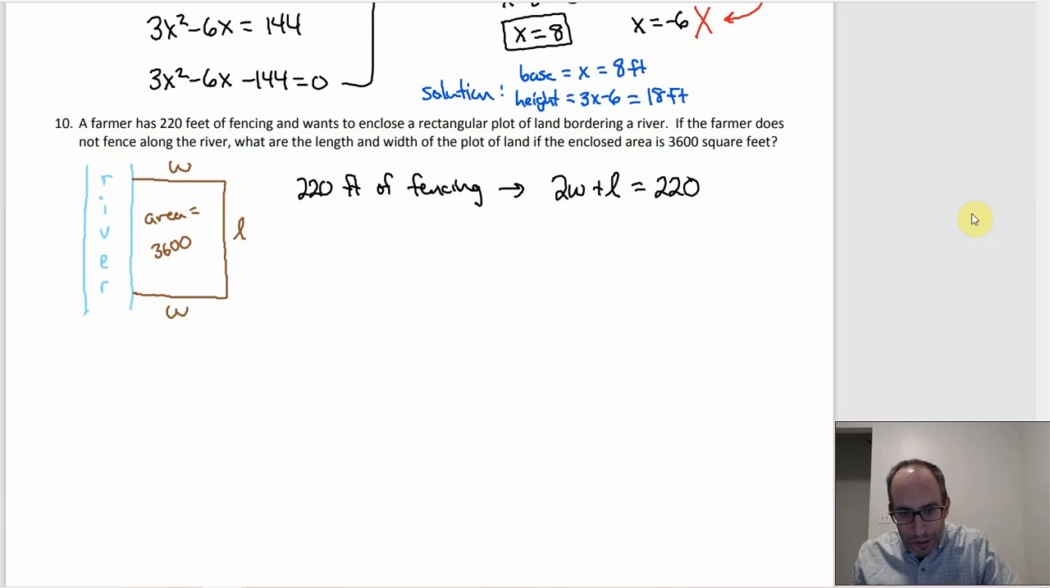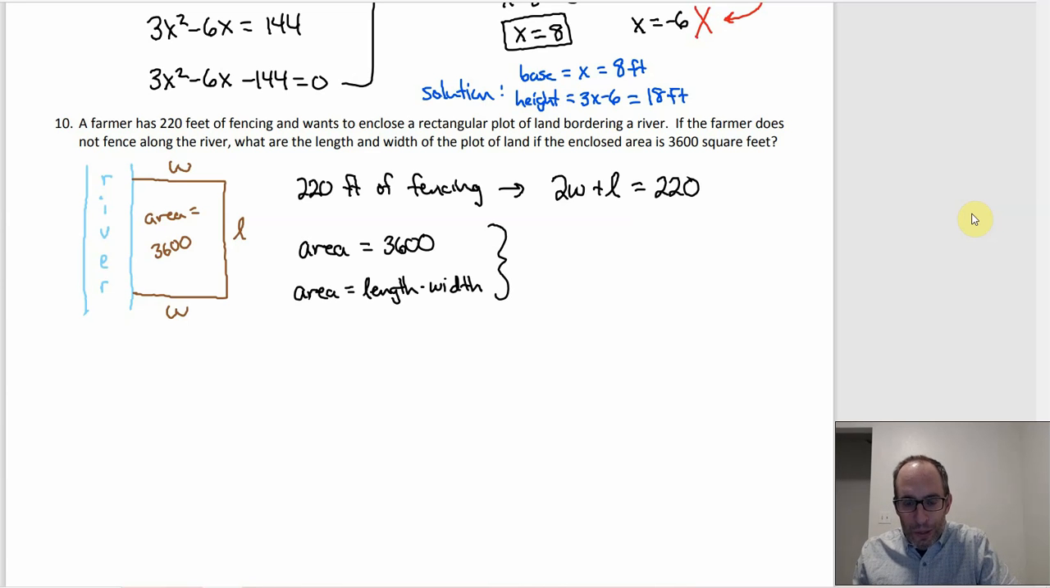And then the other thing that we know is that the area is 3,600, but also for a rectangle, area is length times width. But then the 3,600 and the length times width would have to be equal to each other, because those are both the area of the rectangle. So length times width would have to be 3,600. Okay, so how do we solve this? Because we have two equations right now that both have two unknowns in them.